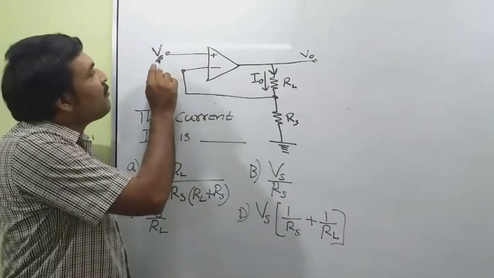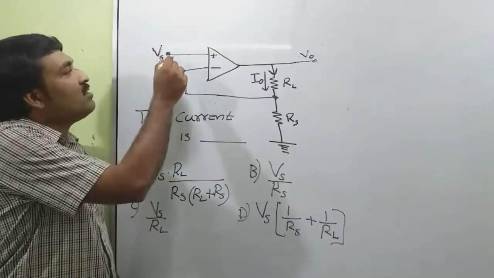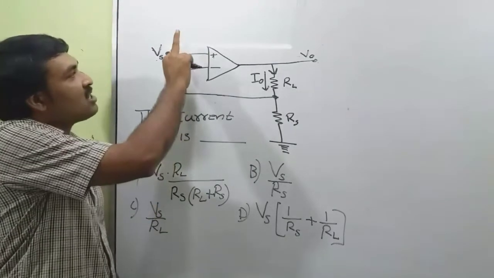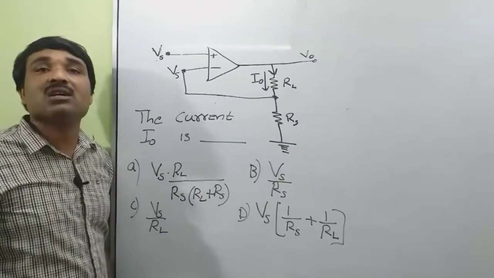And here a voltage of Vs is applied at the non-inverting terminal. So potential at this point should be the potential at this point. So this is also Vs. So potential difference between these 2 points is 0. So no current will flow inside the operational amplifier.